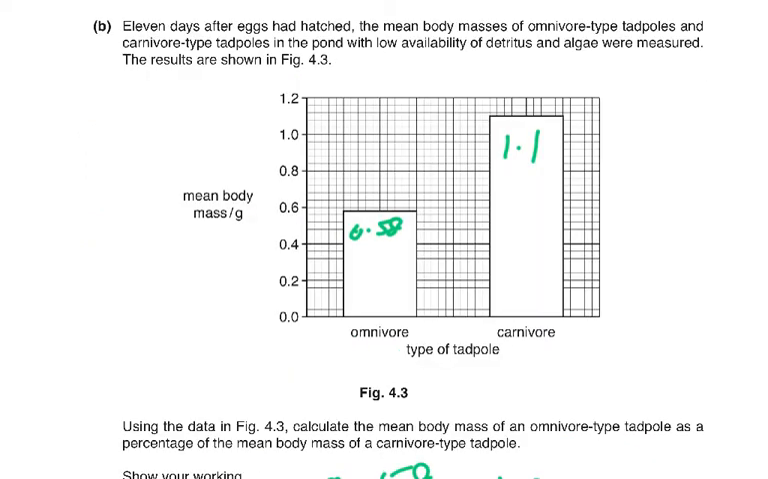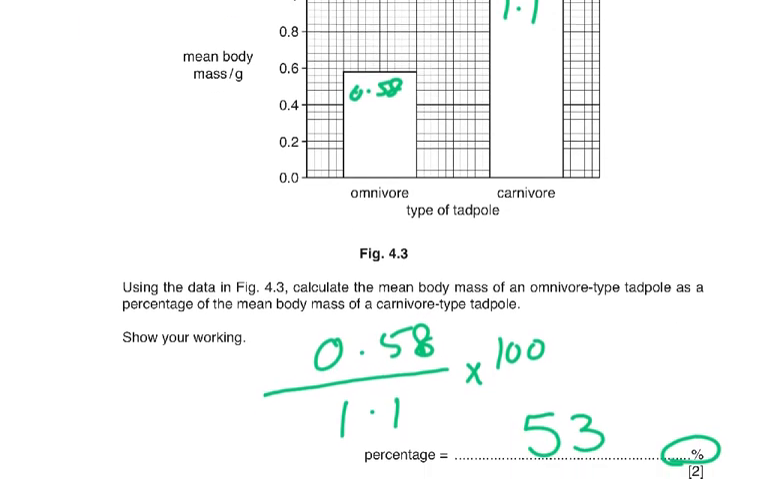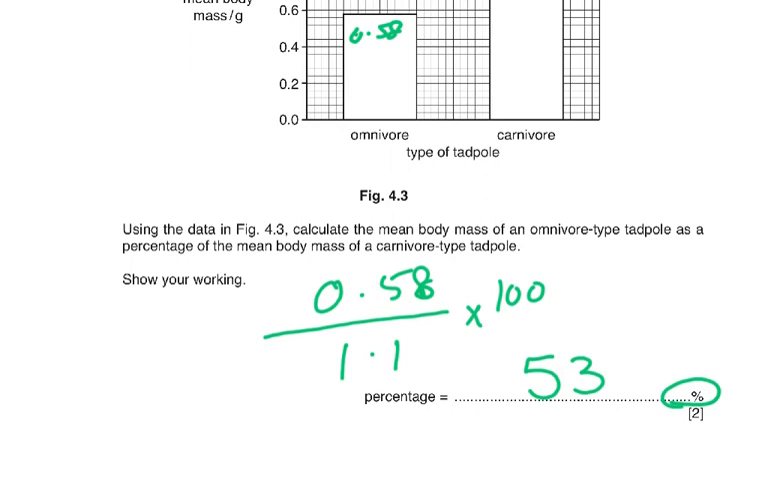Then part B says 11 days after the eggs hatched, the mean body masses of omnivore tadpoles and carnivore tadpoles in the pond with low availability of detritus and algae were measured. The results are shown. We just have to read off the y-axis. Using the data in figure 4.3, calculate the mean body mass of an omnivore as a percentage of the mean body mass of a carnivore. So show your working, and that was the answer which you had to give me.